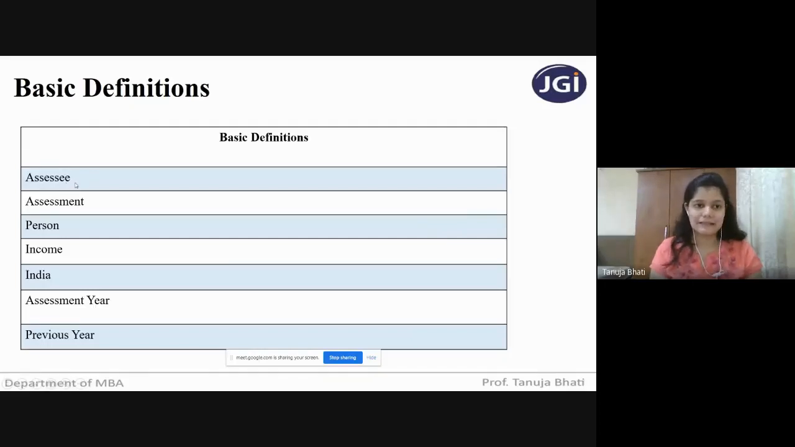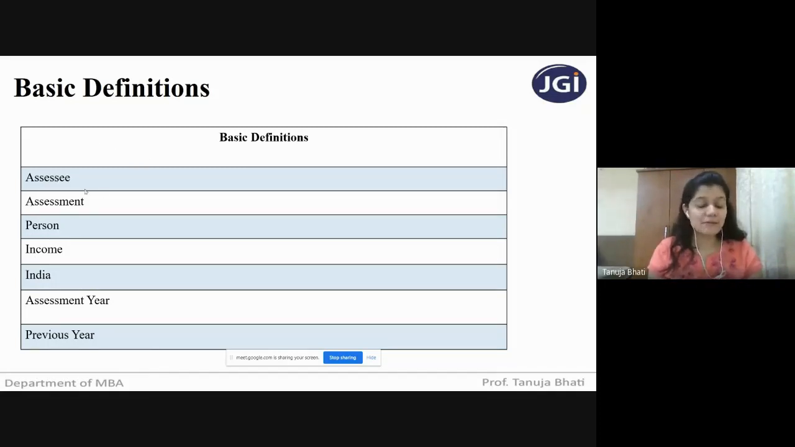Now, what is the meaning of SSC? If I use the word SSC again and again in my succeeding sessions, you should understand SSC is a person who is liable to pay tax to the government. SSC is the person who has to pay any sum of amount to the government. So everyone understood who is SSC? SSC is any person who is liable to pay any sum of money to the government.